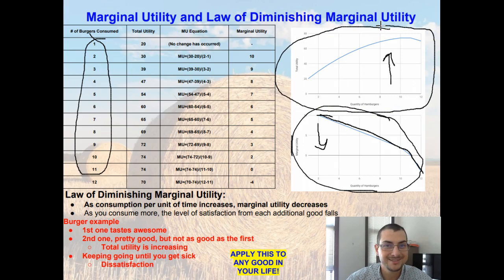Because bear in mind, we use hamburgers and hot dogs and food as our examples a lot whenever we talk about consumer theory, because it's easier to relate to. But this can be applied to everything, whether we're talking about food, or maybe we're talking about playing a game.